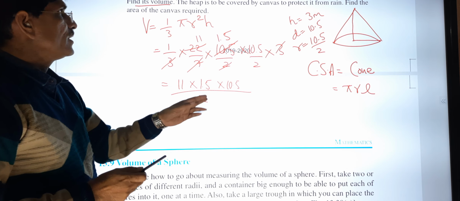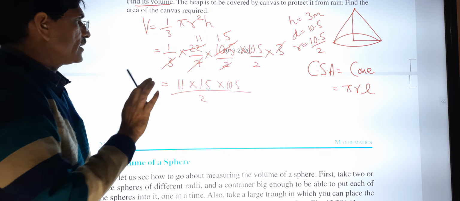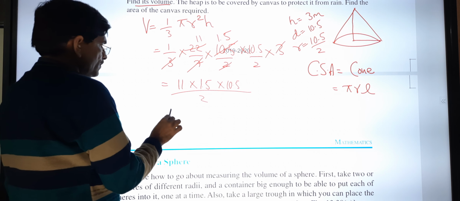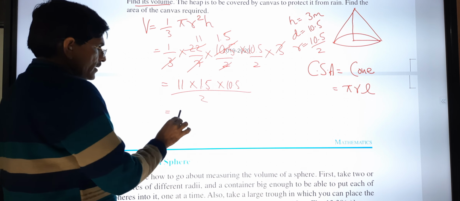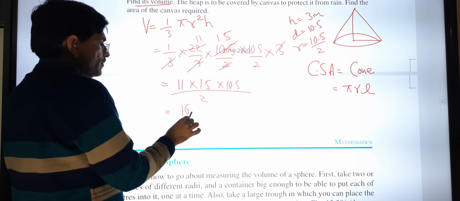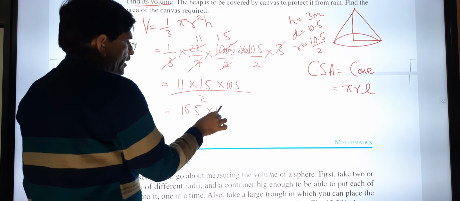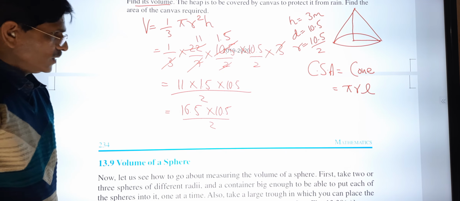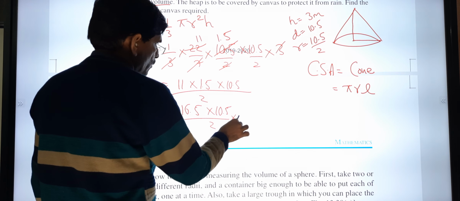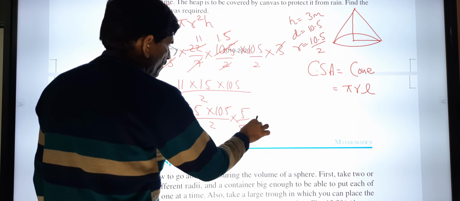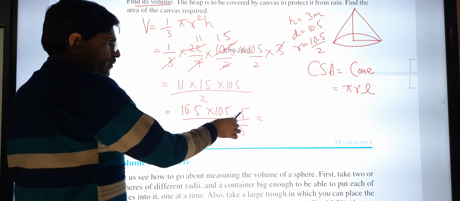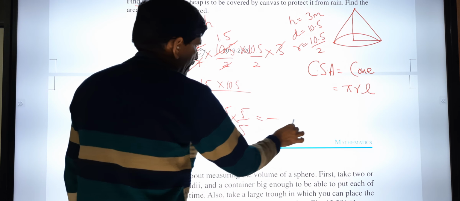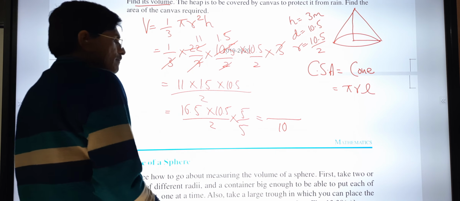If we go through it, because everything is in meters, we have to find the answer in meter cube. So we know that 11 into 1.5, that is 16.5 into 10.5, divided by 2. If I want to remove this 2, I have to multiply both numerator and denominator by 5. So 16.5 into 5. Here if we do this, we can get the answer below 10.